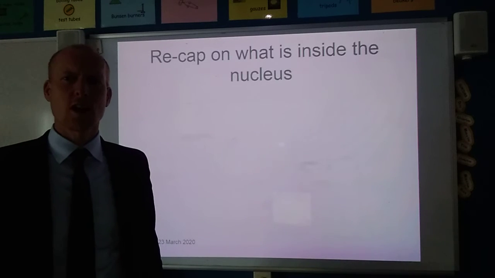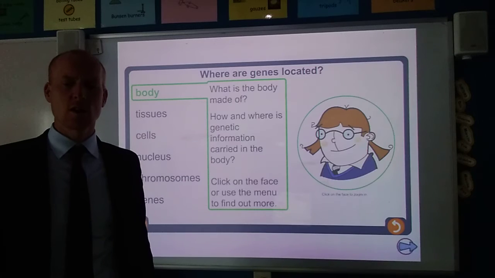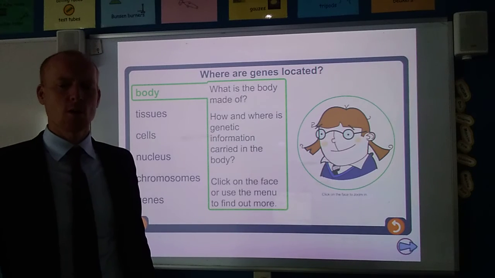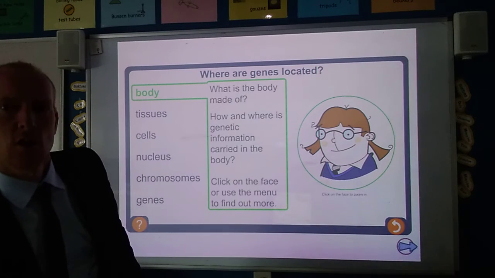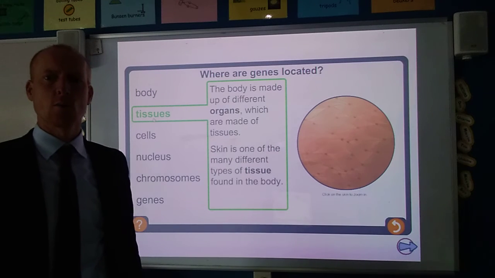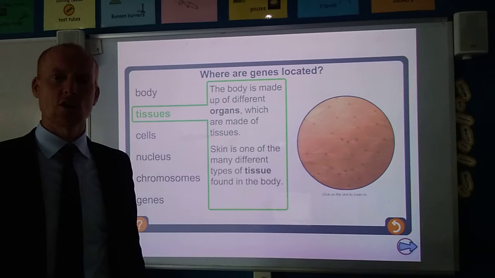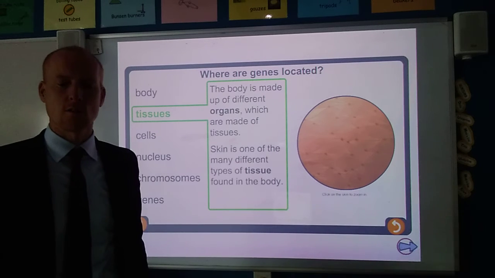You should also just get a recap at this point. You've done this in year 9 about what is actually in a nucleus. So I'm going to flick through this now. Obviously your body, we just said, is 50 billion cells. If we click on tissues, so you've got organs inside your body, such as the stomach and the heart and the liver. Okay, you have different tissues that are many cells working together to form those.